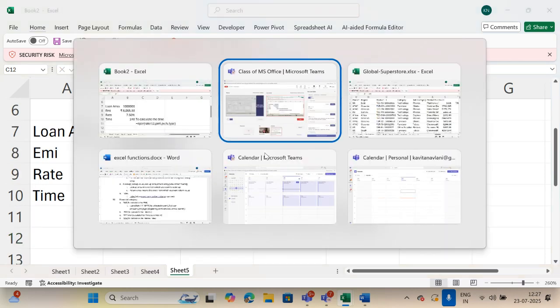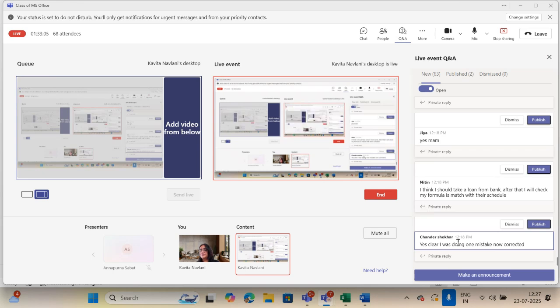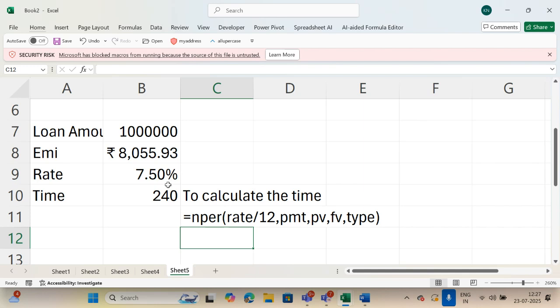Is it clear? Do it yourself also. Do it, please.